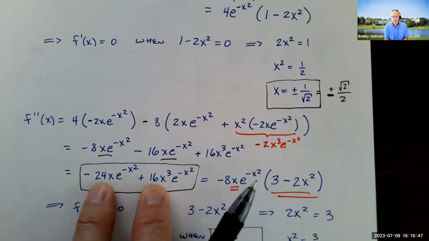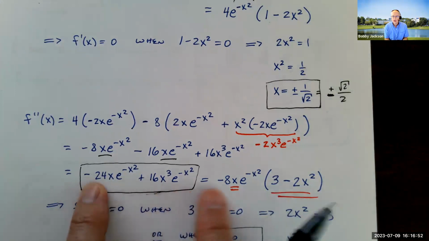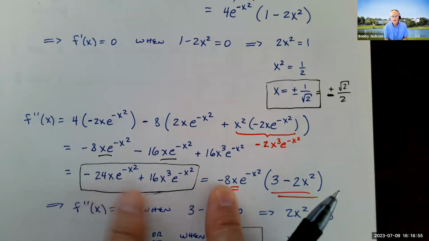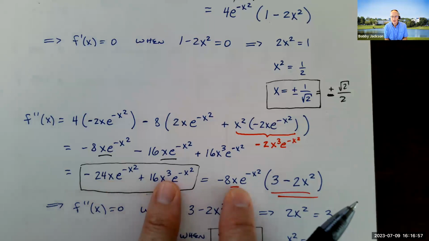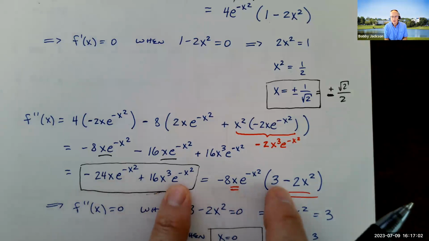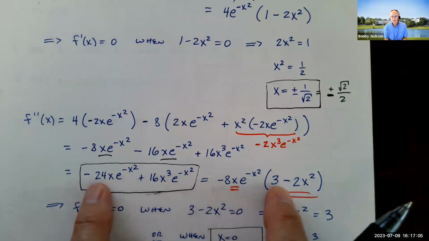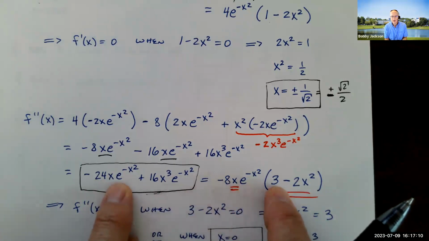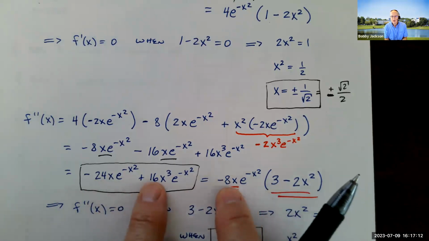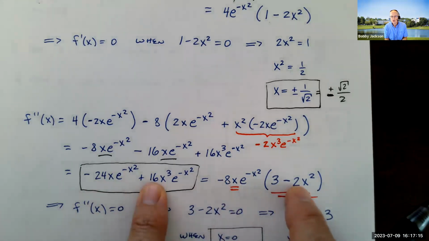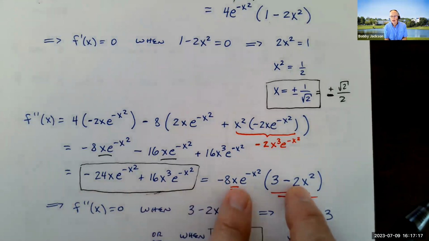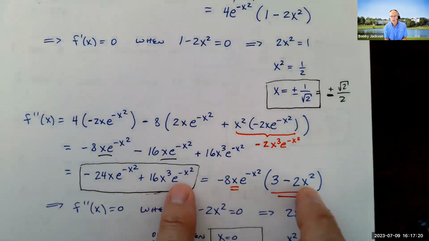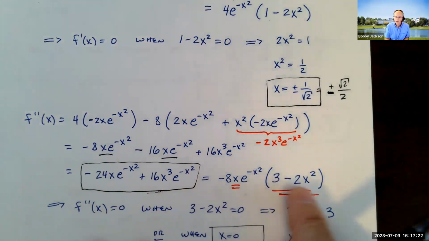I can factor out from the negative 24 and 16 a negative 8, just because there's a negative here. And then I've got an x and an x cubed, so I can factor out an x. And I've got e to the negative x squared in both, so I'll factor that out. What's left when I factor negative 8 from negative 24 is positive 3. And pulling a negative 8 from a positive 16 leaves a negative 2. I pulled one x out of the x cubed, leaving x squared. So here it's factored.